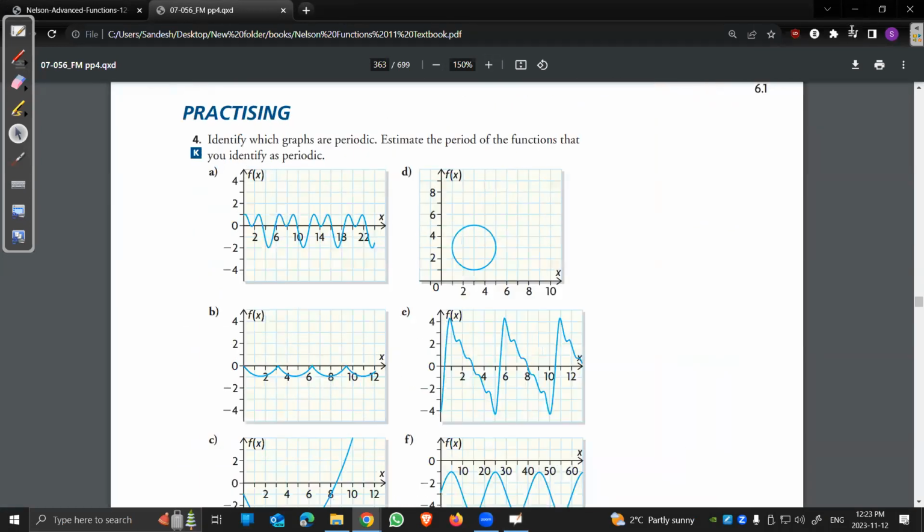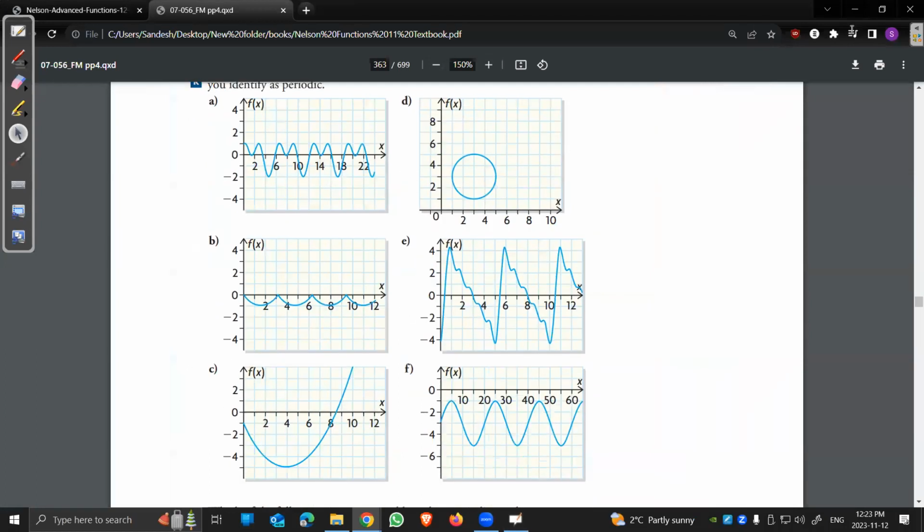So now you've seen the pattern. I mean, it's very simple. A is periodic. A, B, E, and F are periodic. That circle is definitely not periodic. And for C, that quadratic looking thing is also not periodic. It's easy as that. There's no movement. There's no pattern.